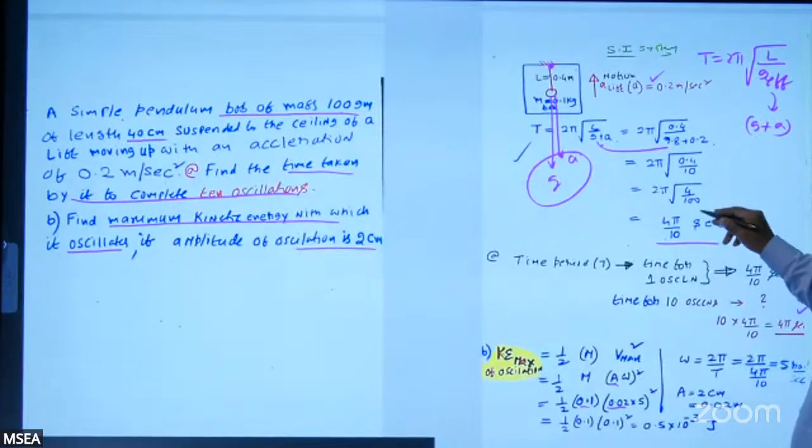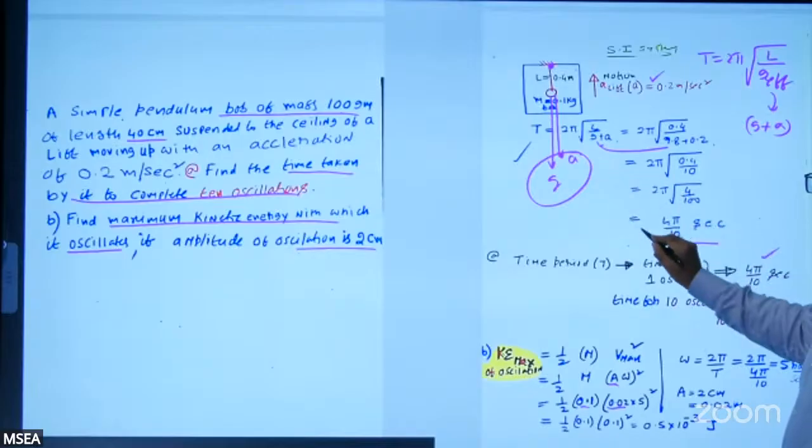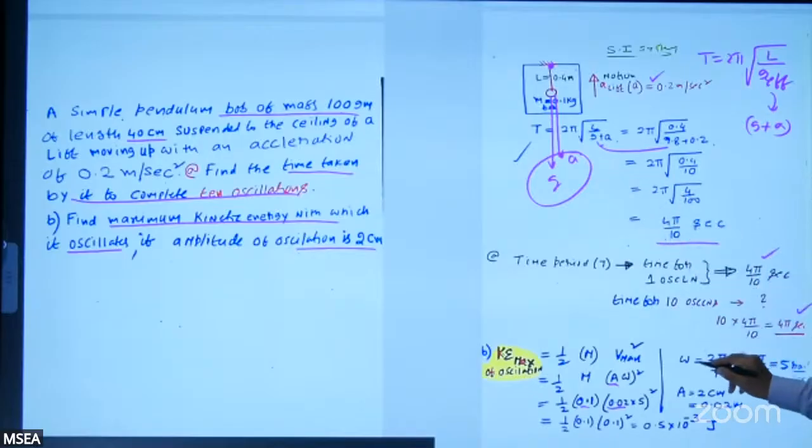And already we have calculated omega here. How to calculate omega? You know the time period now. You know time period is 4 pi by 10. So omega is 2 pi by T, 2 pi by time period. This 4 pi by 10 you have to write. Then you will be getting this particular omega as 5 radian per second.